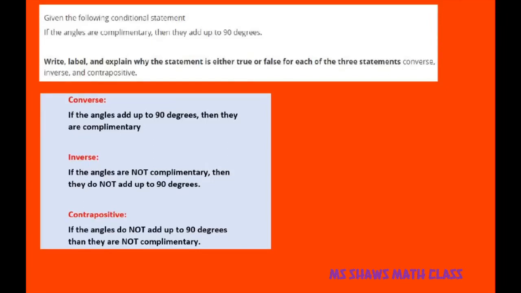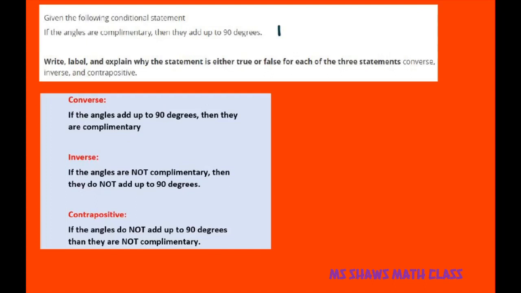Hi everyone. Given the following conditional statement, if the angles are complementary, then they add up to 90 degrees, we're going to write, label, and explain why the statement is true or false for each of the three statements: converse, inverse, and contrapositive. So basically, here's our statement. If the angles are complementary, then they add up to 90 degrees.